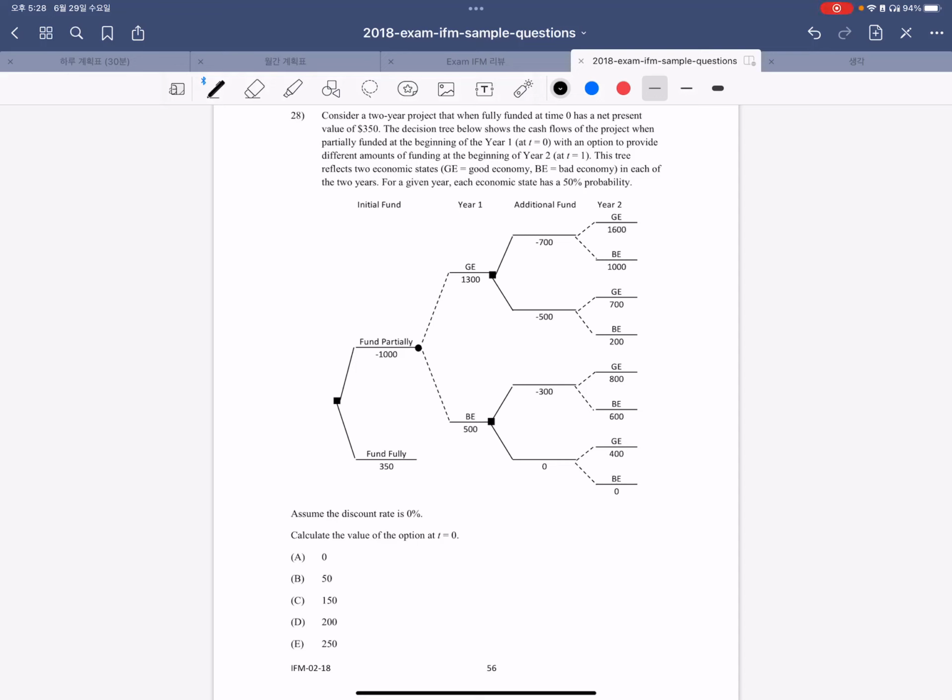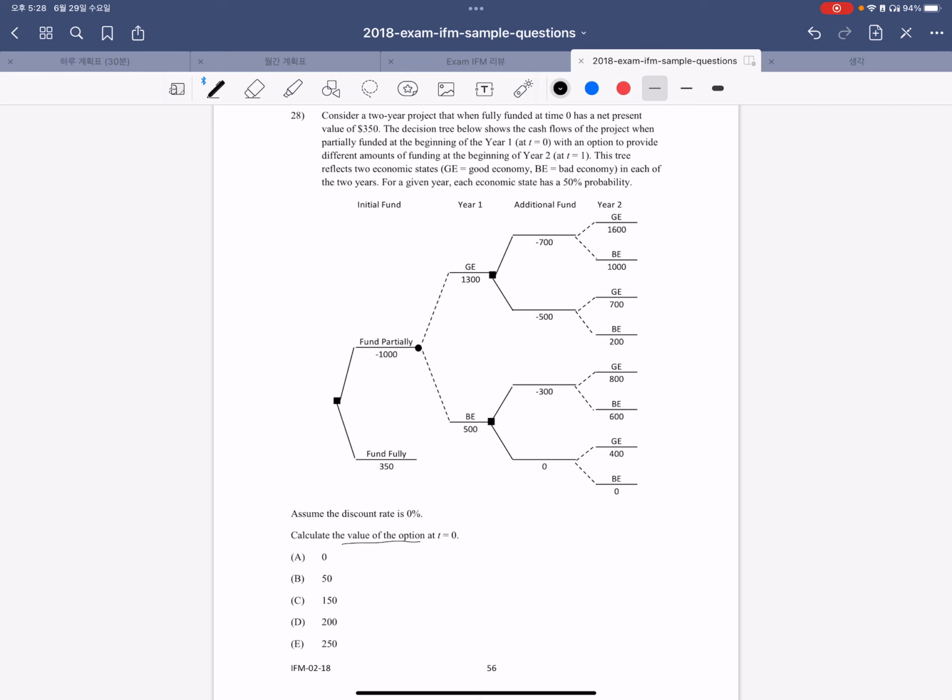28. Consider a 2-year project that, when fully funded at time zero, has a net present value of $350. The decision tree below shows the cash flow of the project when partially funded at the beginning of year one, with an option to provide different amounts of funding at year two. This tree reflects two economic states, GE equals good economy, and BE equals bad economy, in each of the 2 years. For a given year, each economic state has a 50% probability. Assume the discount rate is 0%. Calculate the value of the option at t equals 0.